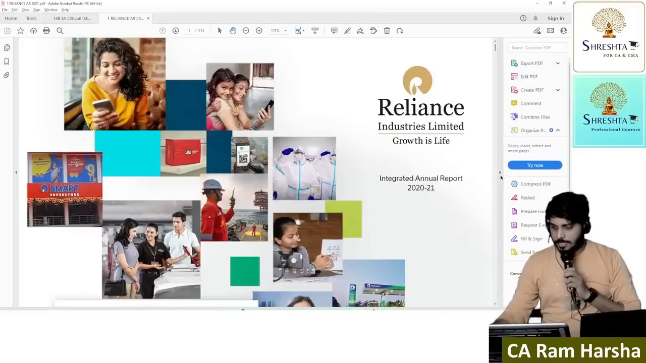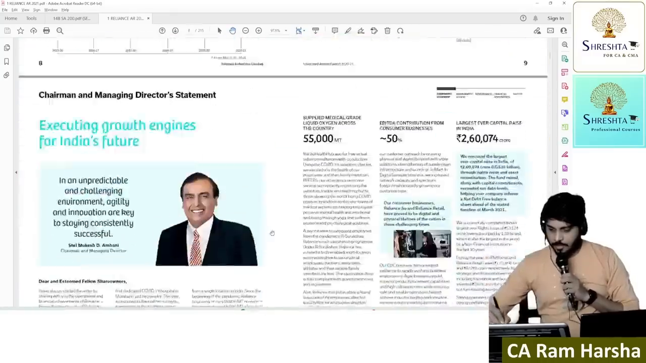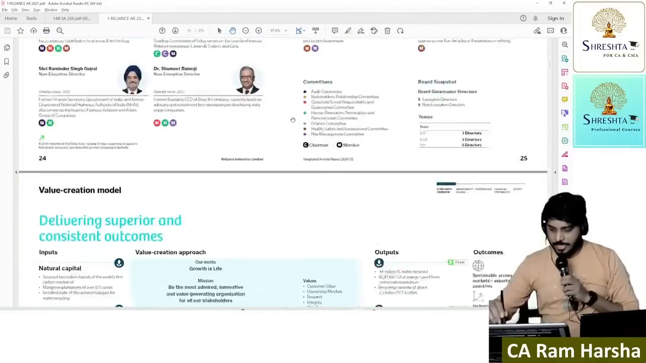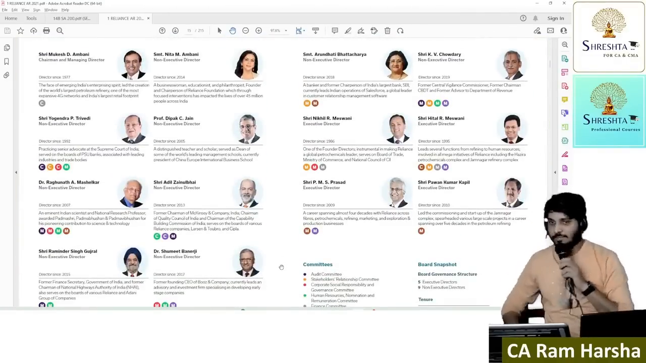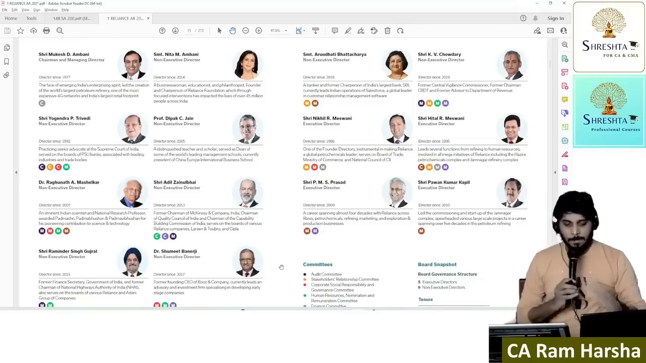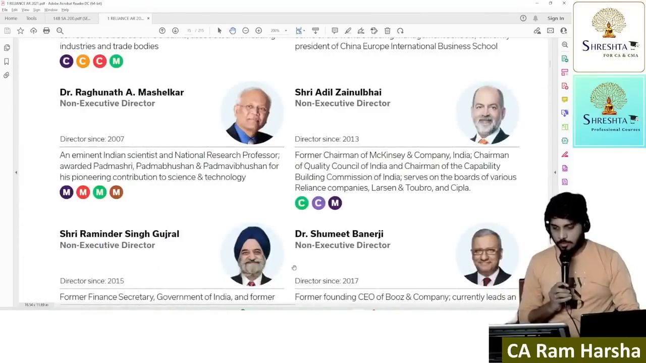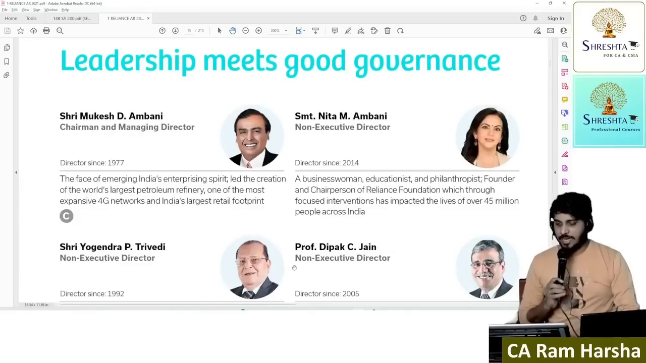So take Reliance Industries Limited. In this company, you see there are 14 directors in total. How many directors? 14 directors. These are the directors of Reliance. Getting it? And here, Mukesh Ambani is one of the directors, chairman and managing director.